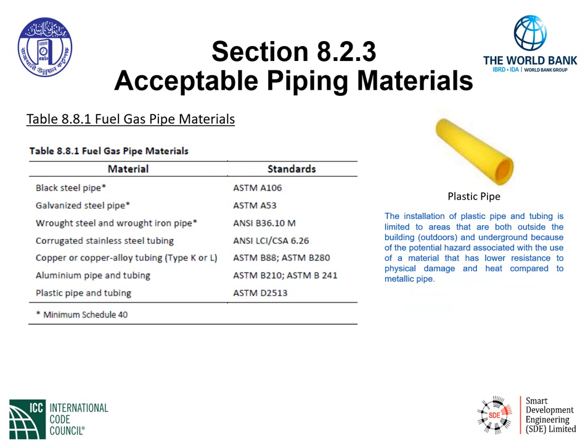Plastic pipe is listed in the table, plastic pipe and tubing. The installation of plastic pipe and tubing is limited to areas that are both outside of the building, outdoors, and underground because of the potential hazard associated with the use of the material. It has a lower resistance to physical damage and heat compared to metallic pipe and tubing that are given to us in the table.